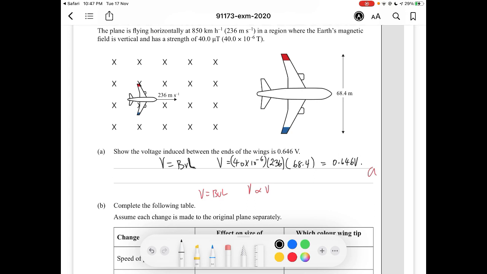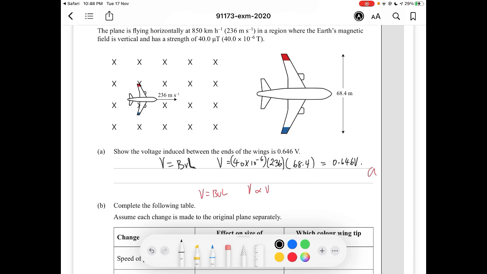And your fingers point towards the direction of the magnetic field, which is into the page. And therefore, your thumb will point in the direction of the conventional current. So since your thumb is pointing in the direction of the conventional current, you should find that your thumb is pointing upwards. Because your thumb is pointing upwards, this means that current is flowing in an anti-clockwise direction. Since current is flowing anti-clockwise, the top tip must be positive and the bottom tip must be negative.